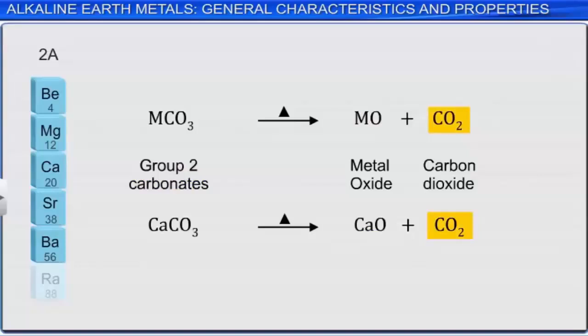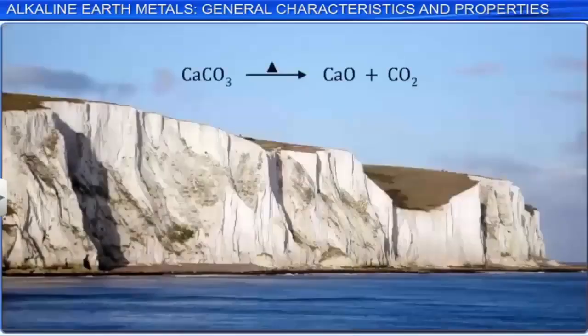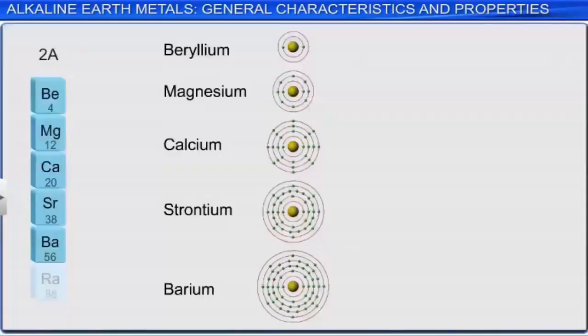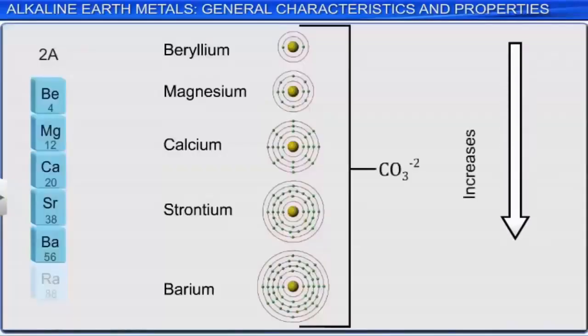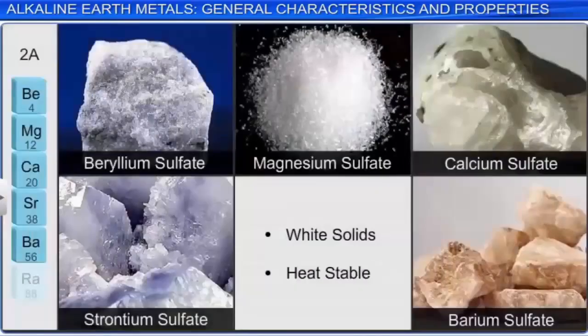The group 2 metal carbonates decompose upon heating to form the oxide and carbon dioxide, as shown for calcium carbonate here. The White Cliffs of Dover consist primarily of calcium carbonate. The thermal stability of carbonates increases as the metal cation increases in size. Beryllium carbonate is unstable and must be kept in a carbon dioxide atmosphere.